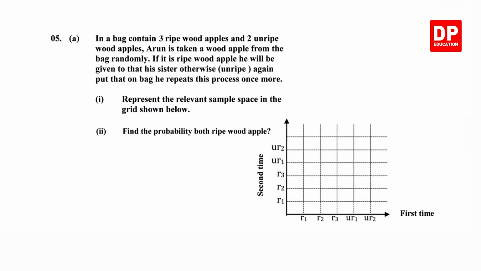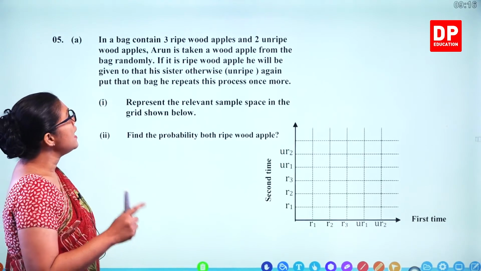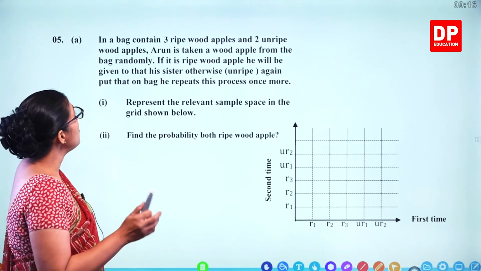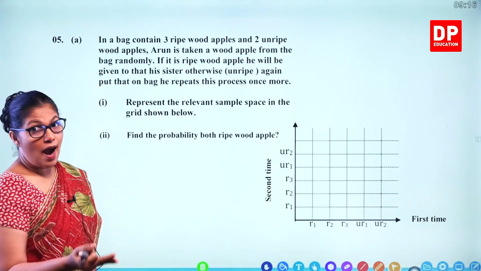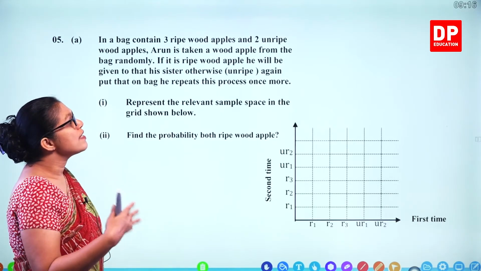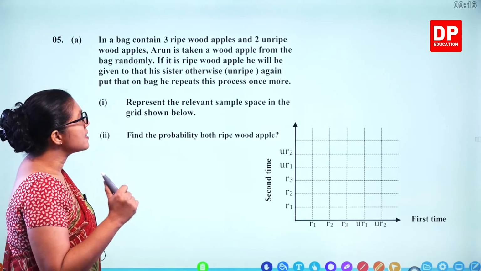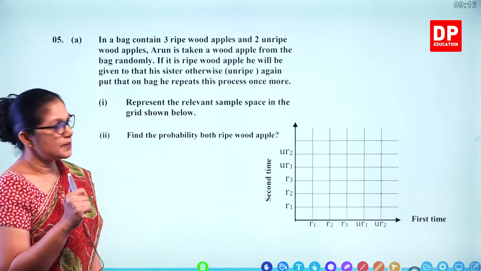Let's take the last question. A bag contains 3 ripe wood apples and 2 unripe wood apples. Arun takes a wood apple from the bag randomly. If it is a ripe wood apple, he gives it to his sister. Otherwise, if it's unripe, he puts it back in the bag. He repeats this process once more. Represent the relevant sample space in the grid shown below. Find the probability of both being ripe wood apples.